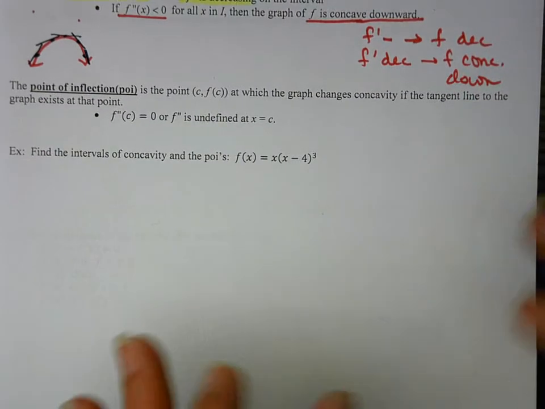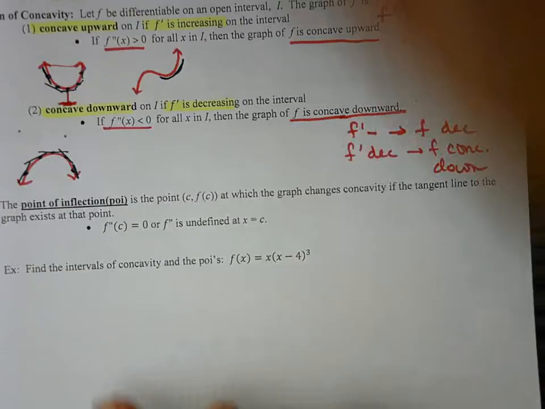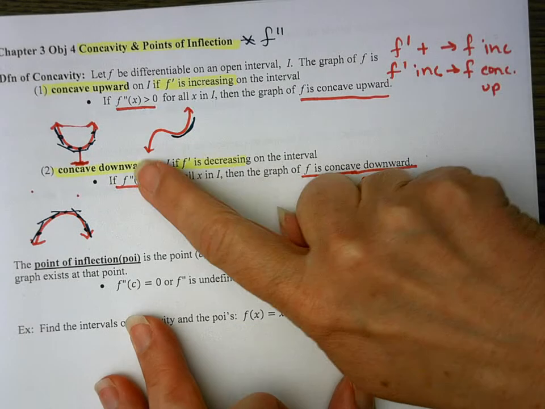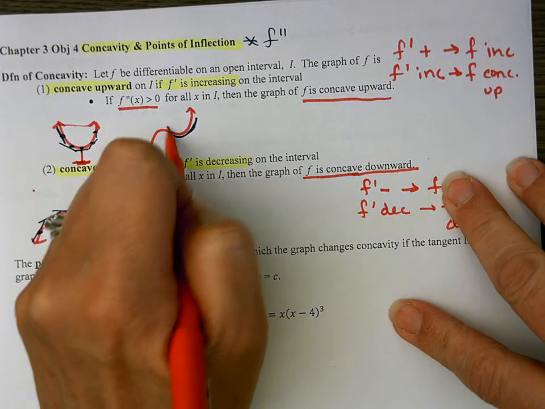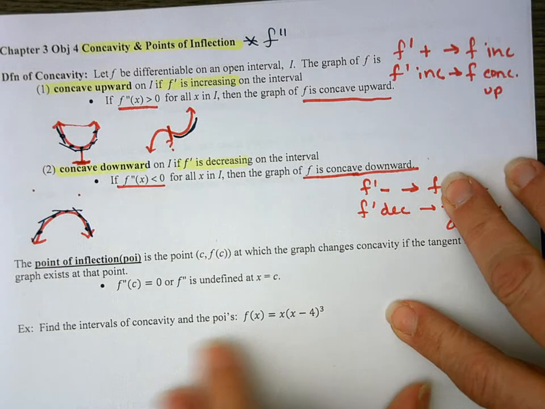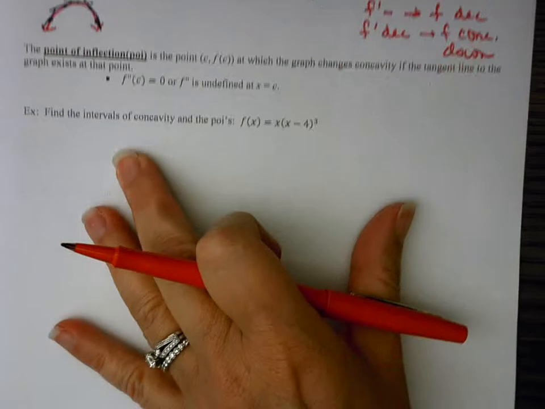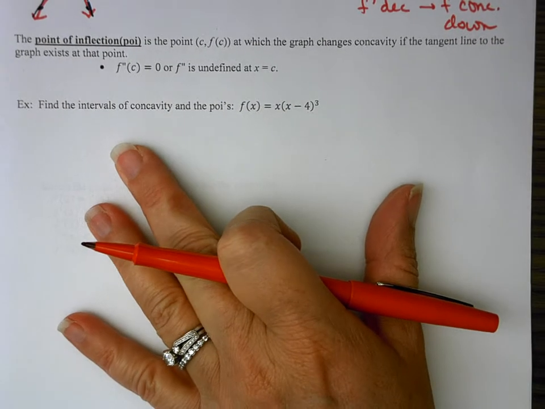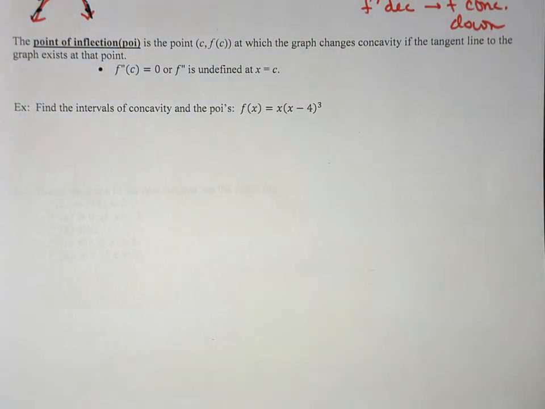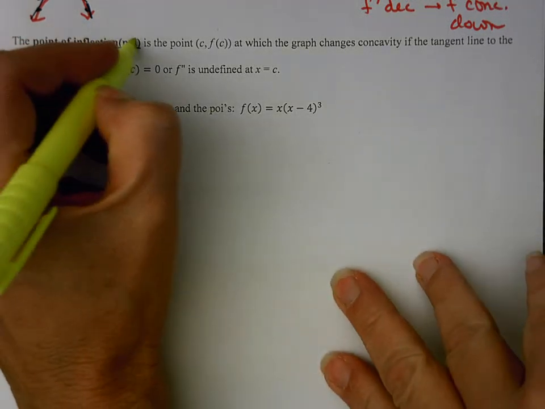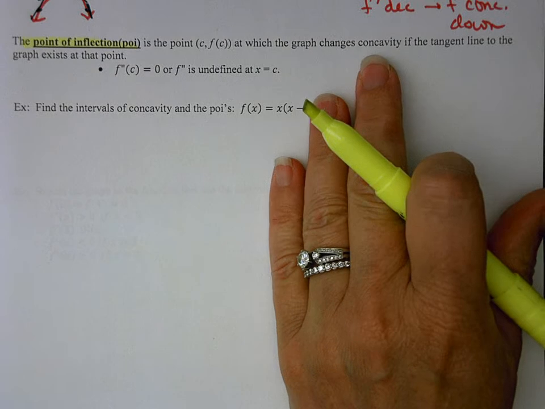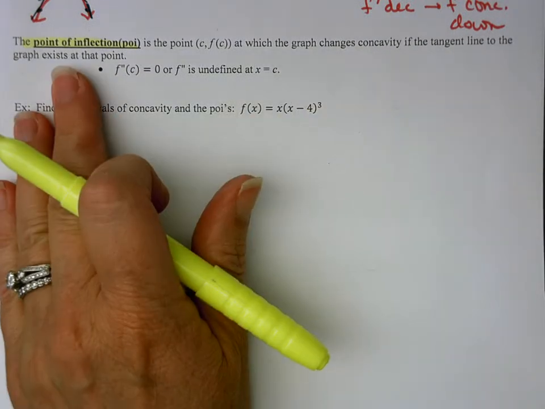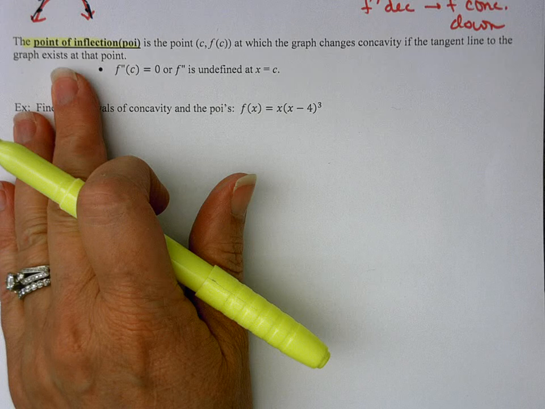All right, so we have to be able to figure out, well, where does it switch? If I look at this graph here, it starts out concave down and then turns to concave up. So we have to figure out where that little switcheroo is. And that would be at what we call the point of inflection. That point of inflection is the point at which the graph changes concavity, if the tangent line to the graph exists at that point.